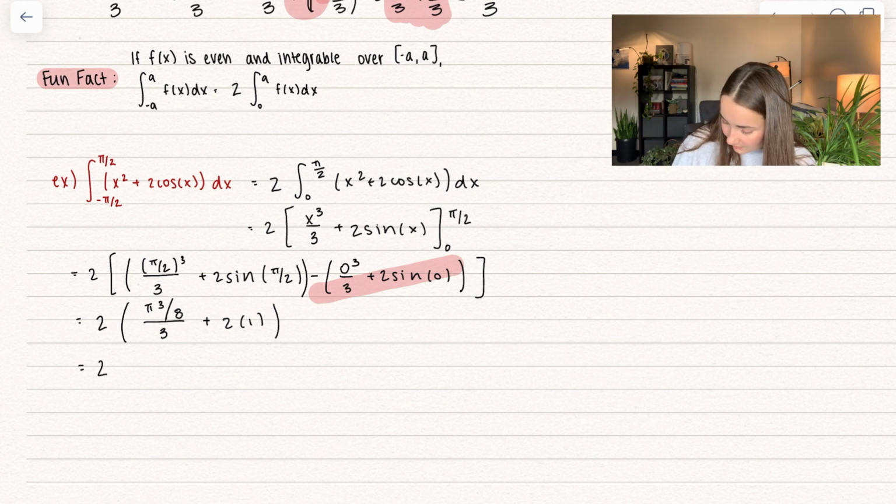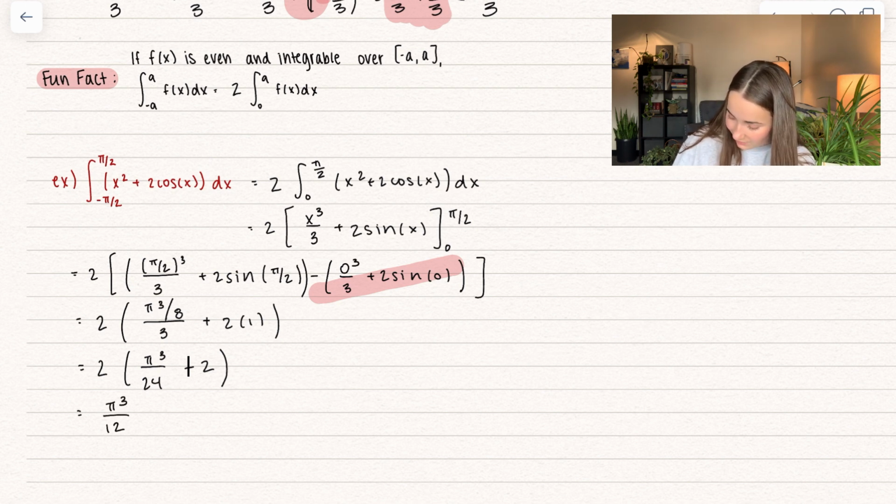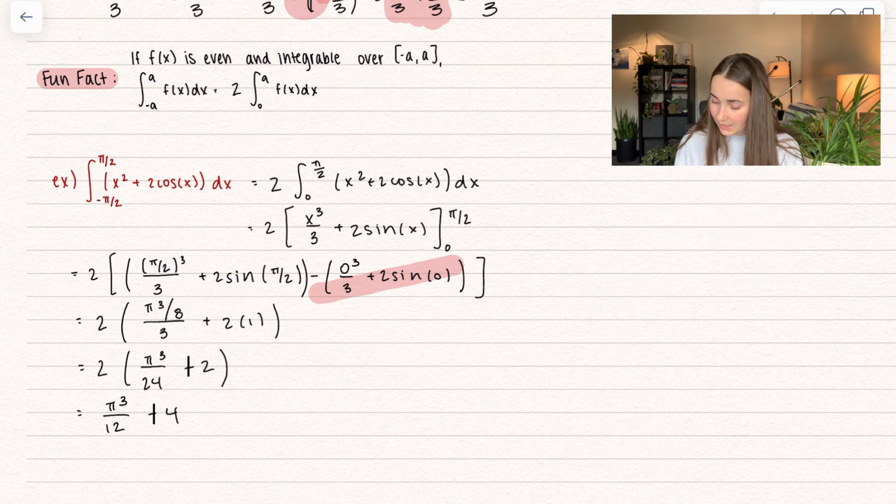Let's go ahead and simplify that again. So we get pi cubed divided by 8 times 3, which is 24, minus that value of 2. And for our last step, we can just multiply that 2 in. So that becomes pi cubed over 12, if I divide it, minus 4. And I would leave that as our final solution.